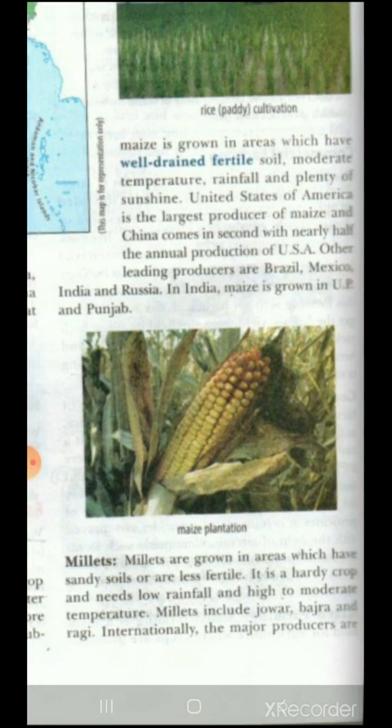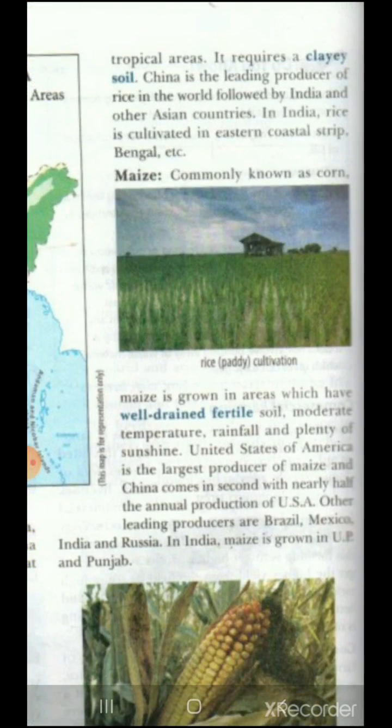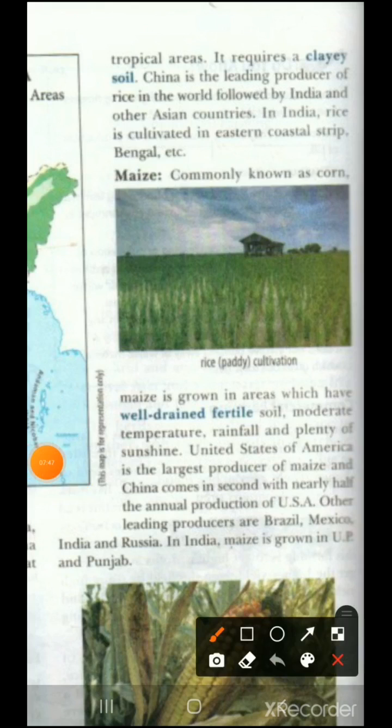Maize is commonly known as corn, and it is used as food as well as fodder. Maize is grown in areas which have well drained fertile soil, moderate temperature, rainfall, and plenty of sunshine. Now what is well drained soil? Well drained soil has a loose structure, and it allows water to drain at a moderate rate, or we can say it allows water to pass through at a reasonable rate.